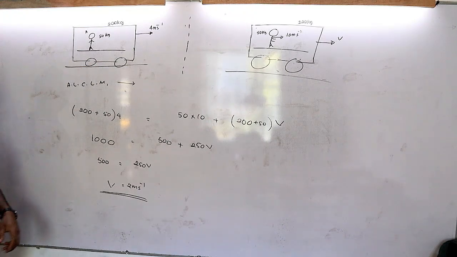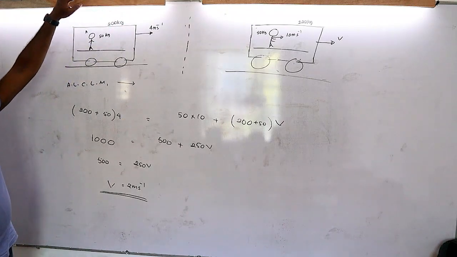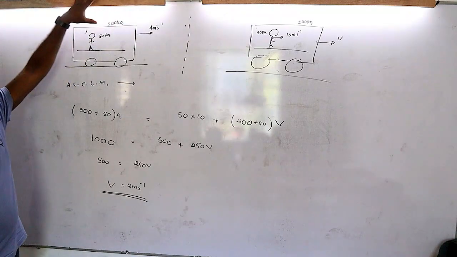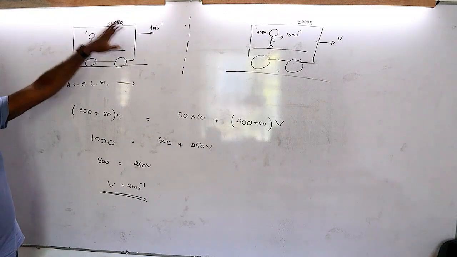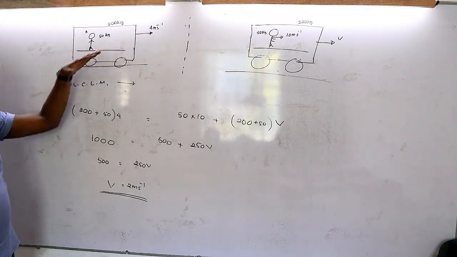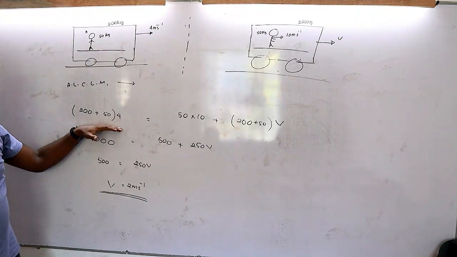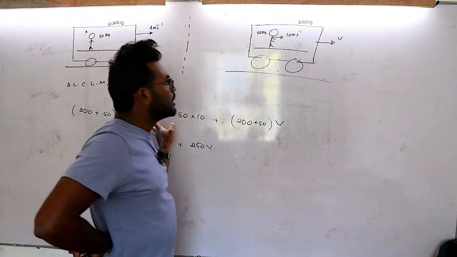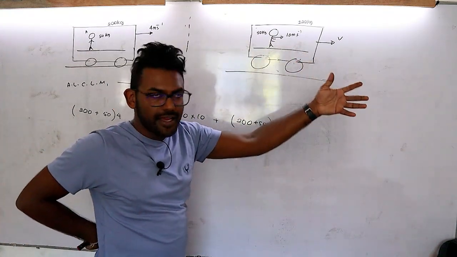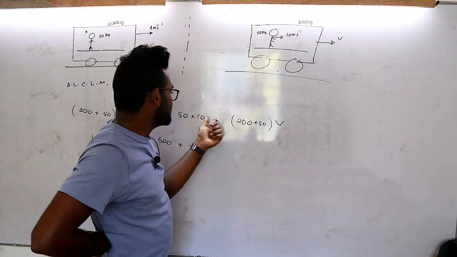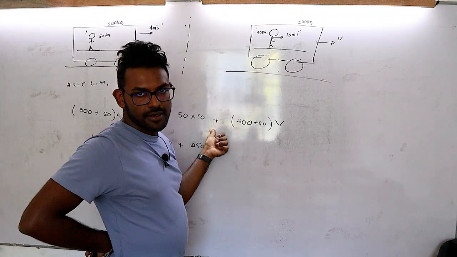See here, initially, let's say this is the bus. So initially the bus and the person were moving with the same common velocity, 4 meters per second, like this. So (200 plus 50) into 4 should be equal to this. Now the person here is moving forward with 10 meters per second, like this, plus what should happen?